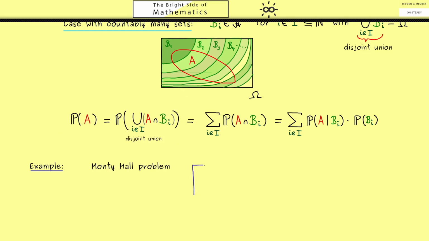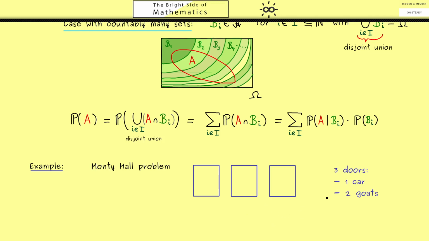However, I still have to explain how this whole puzzle works. So we have a game show with 3 doors, where there is 1 door with a car behind and 2 doors with a goat behind. And now let's assume that the car would be the better prize to win. Okay, then the game works in 3 steps. First, you pick a door. Let's say you pick door 1.